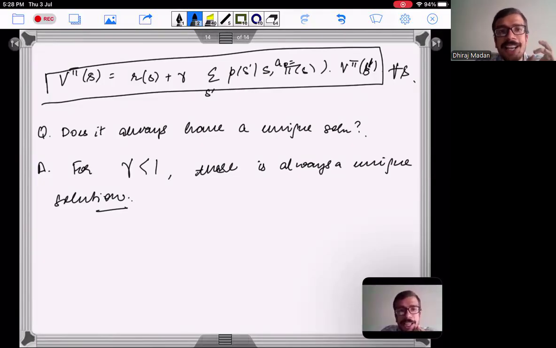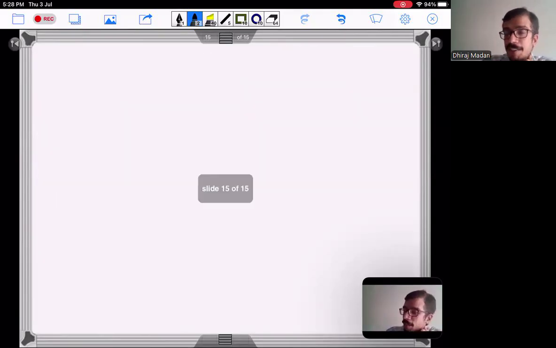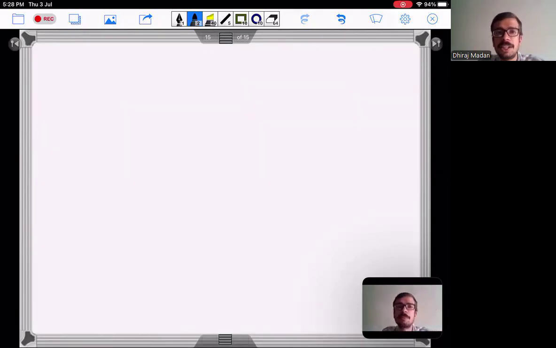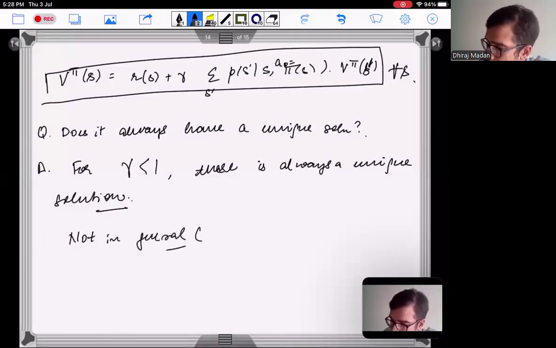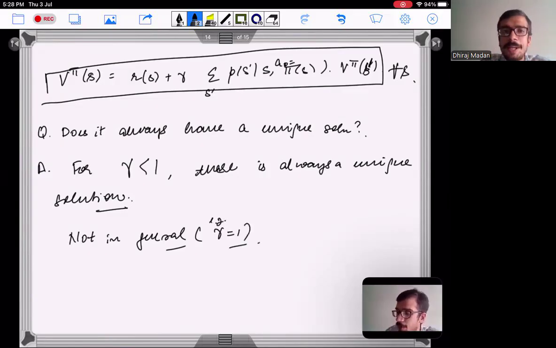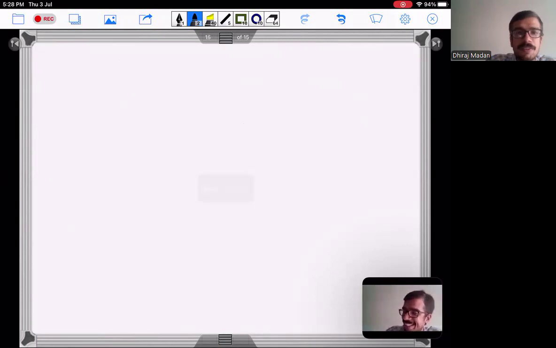But essentially, in general, it may not converge. In general, the system of equations need not have a unique solution. For example, if gamma equals 1, you may not find a unique solution. So let me give you one example.